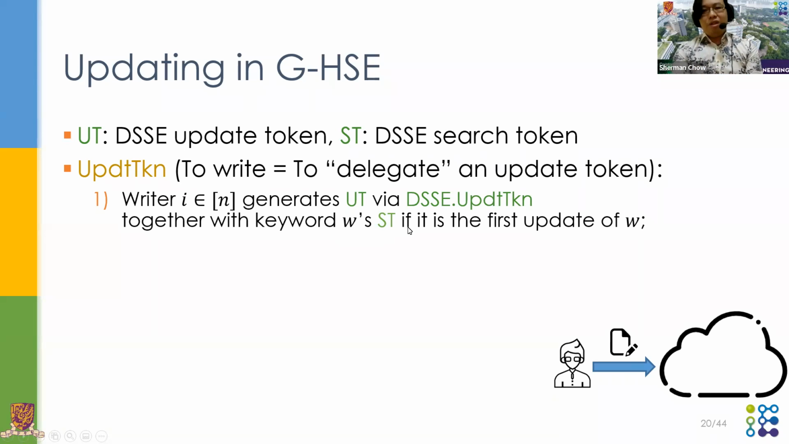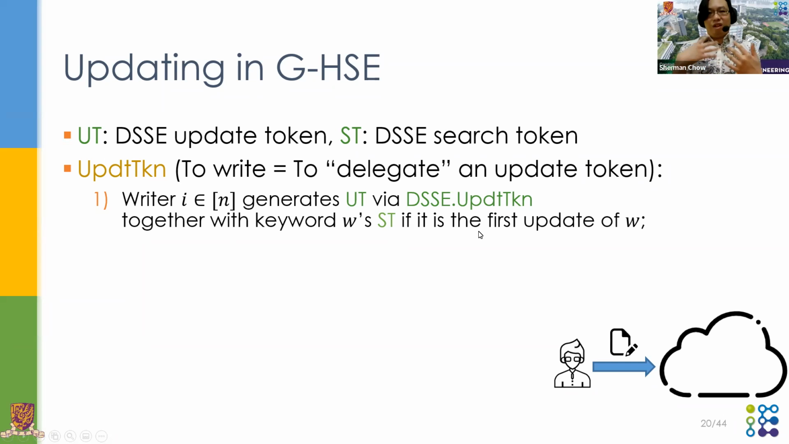And here, if that is the first ever update, that means the writer tries to write about this keyword for the first time. So that is keyword based, not like there is just one very first writing. Well, the very first writing by definition is the very first writing for every keyword, but for a particular keyword, if the writer has not executed the update token generation algorithm before, then in this step, the writer will also generate the search token.